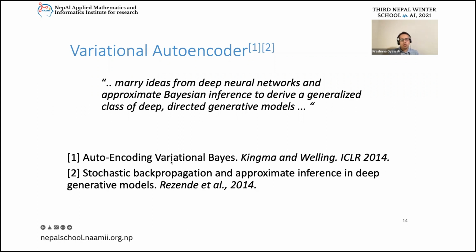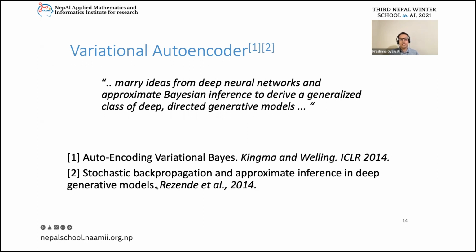This auto-encoding variational Bayes paper came from a completely different group. And another paper, known as stochastic backpropagation and approximate inference in deep generative models, came from an entirely different group, but both of them were explaining the same algorithm. The first one was published in ICLR, and the second one, I forgot to mention here, was published in ICML.